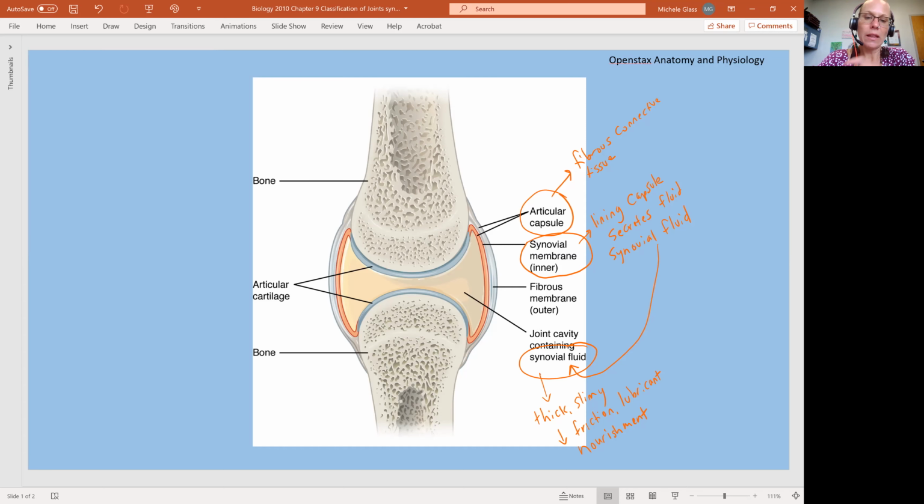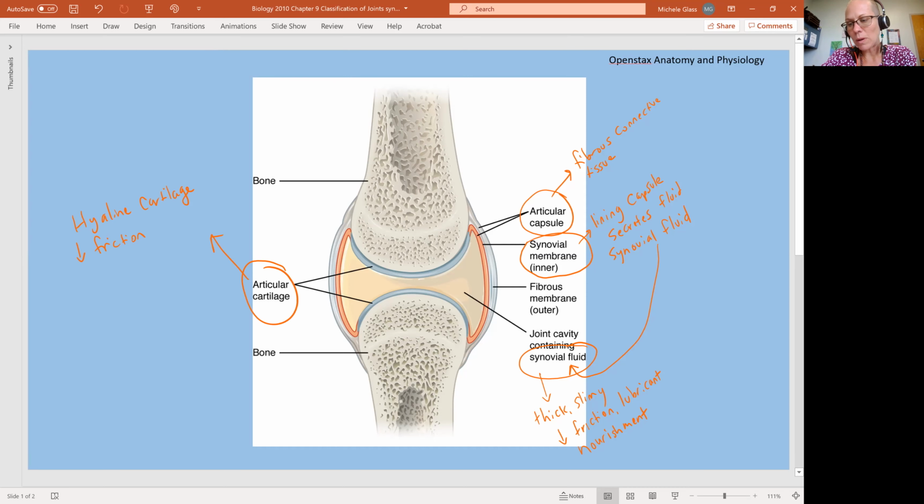Okay. And then also remember, on the ends of our long bones, we have that articular cartilage, and we've mentioned this as early as chapter 6. Our articular cartilage, remember, is made of hyaline cartilage. It's going to be important in reducing friction on the ends of these bones.